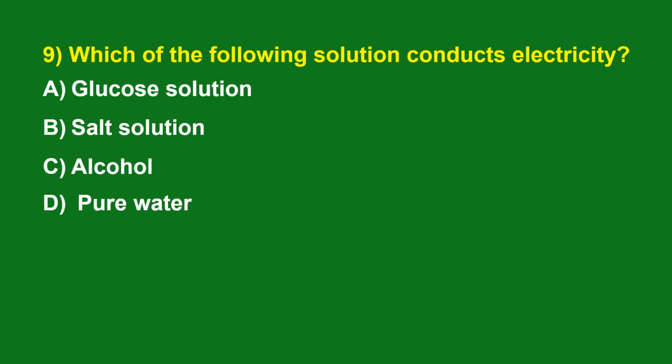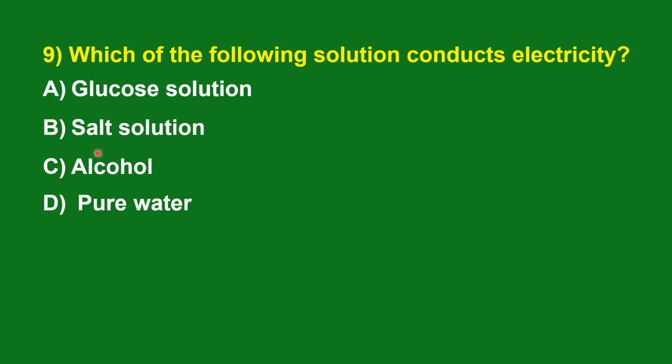Question number 9. Which of the following solutions conducts electricity? So option A, glucose solution. It is an organic solution. It doesn't produce ions. If you come to option C, alcohol, this is also an organic solution. This also does not produce ions. If you come to pure water, this pure water also does not produce ions.